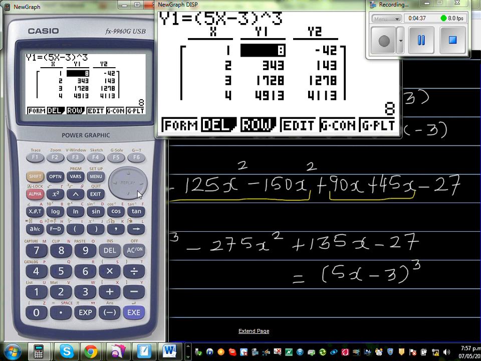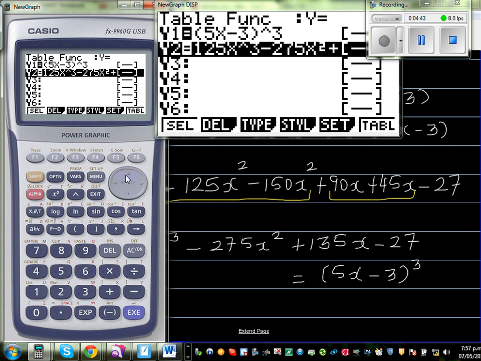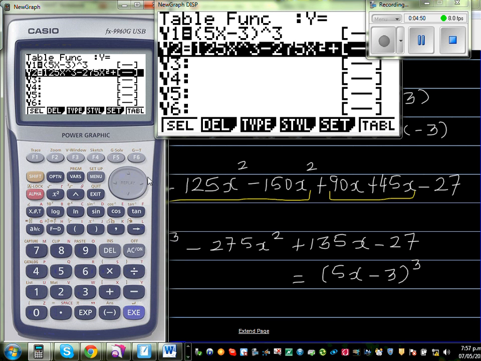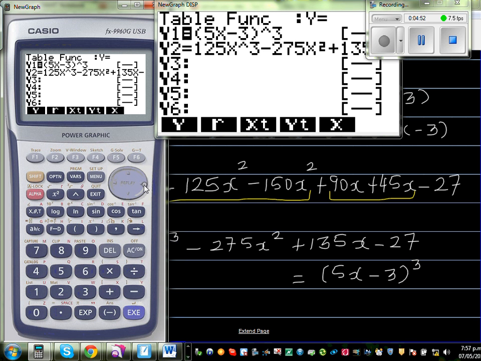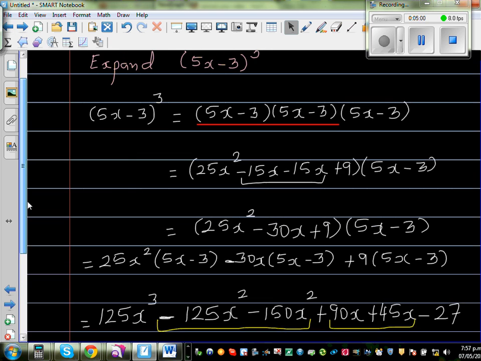Okay, so there's some mistake here. Let me check that I entered the values properly. Yeah, it is 5x minus 3 the whole cube. That's fine. This is 125x cubed minus 275x squared. So we have to find our mistake. We have done some mistake somewhere.